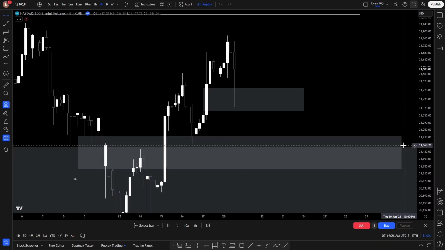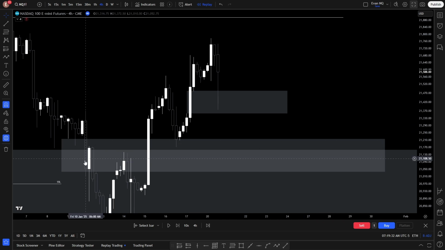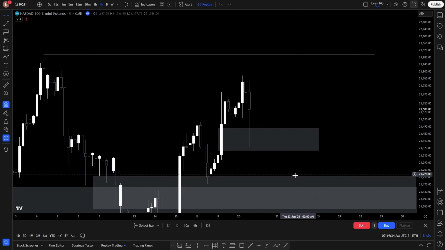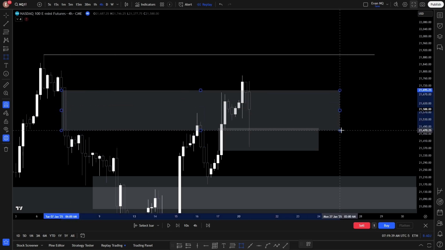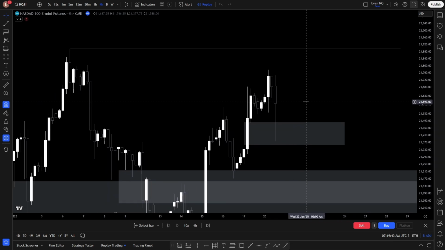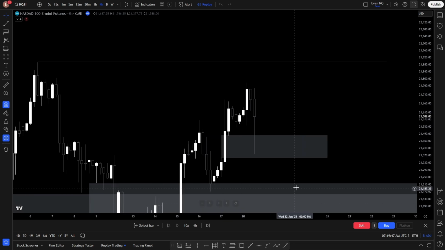we invalidated this daily. We are respecting this inverse fair value gap. I apologize, we ran through this daily fair value gap, this higher time frame. We also ran through this 4 hour bearish fair value gap, right? And now we're respecting and wicking this 4 hour super hard.